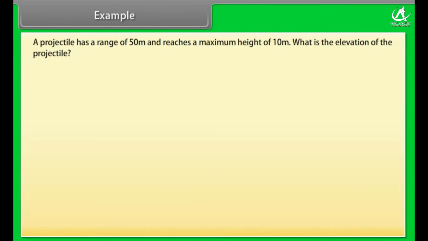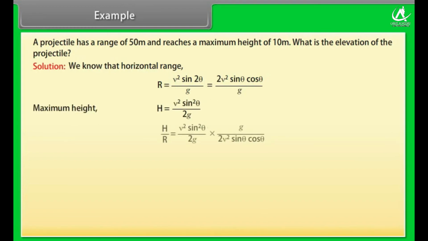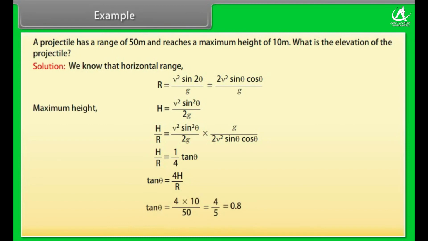Example. Let's take an example of projectile motion. A projectile has a range of 50 meters and reaches a maximum height of 10 meters. What is the elevation of the projectile? Let's see the solution. We know that horizontal range is equal to v² sin 2θ divided by g. We derive the relation between height and range, given by h/R = (1/4) tan θ. On calculating this equation, we get the value of theta equal to 38.66 degrees.